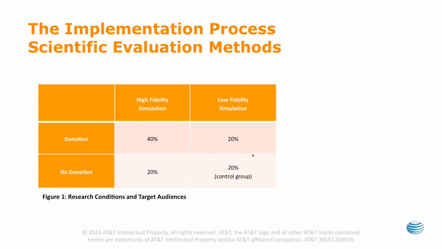We set up 4 target groups: donation, no donation, high fidelity, which is the video, and then text only. We set up the control group, and then as you see here, we had the majority of our randomly assigned participants view what we thought would be the best, what our hypothesis said would be the most engaging, and that would be the video with the donation.